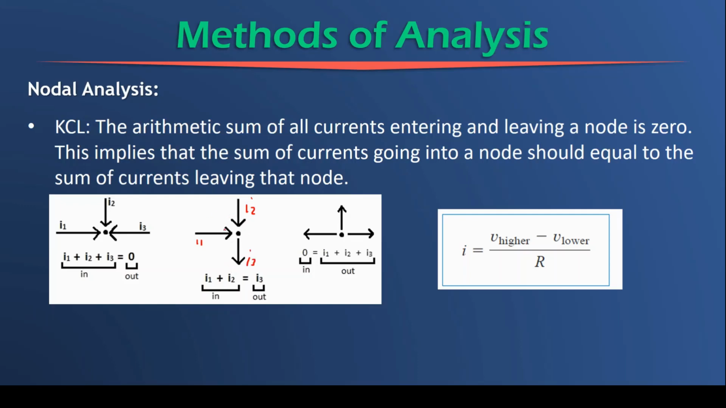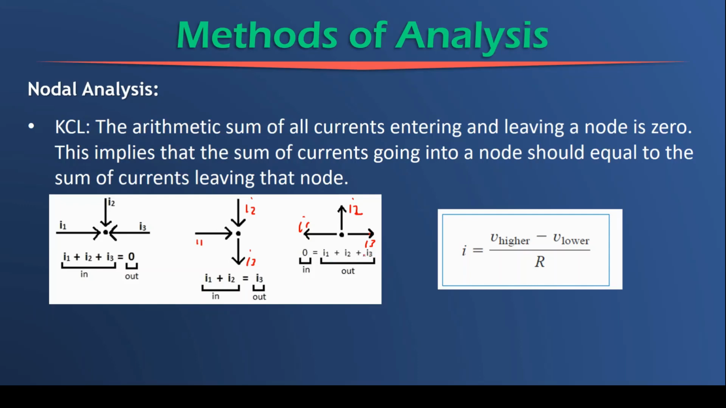The second diagram shows you having selected I1 and I2 flowing in whilst I3 is flowing out. So I1 plus I2 gives you I3. And then the third diagram shows you having selected I1, I2, and I3 all flowing out of the circuit. Therefore, 0, which is flowing in, is going to give you I1 plus I2 plus I3.